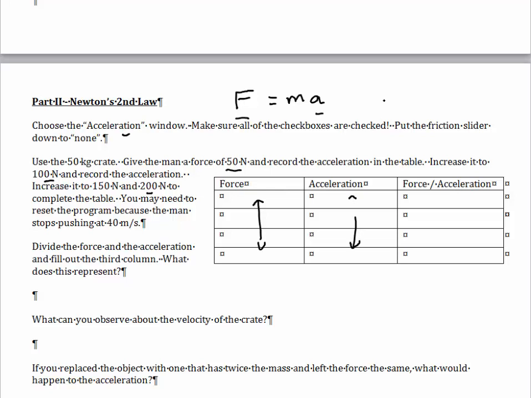And you can see that if we were to divide this equation by acceleration, then we would say that the force divided by the acceleration is actually equal to the mass. So I'm going to have you divide the force by the acceleration and see if that's equal to the mass of the crate that you used.